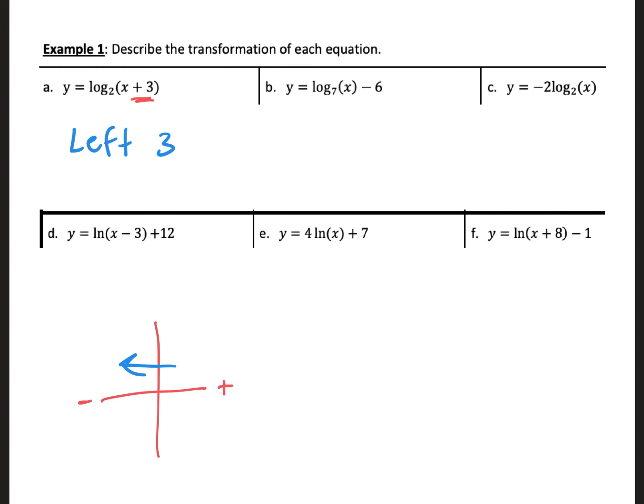My second example is y equals log base 7 of x minus 6. Again, 6 tells you if your graph is moving up or if your graph is moving down. Mostly because that number is after your parentheses. Because it's a negative, it's going to go down 6.